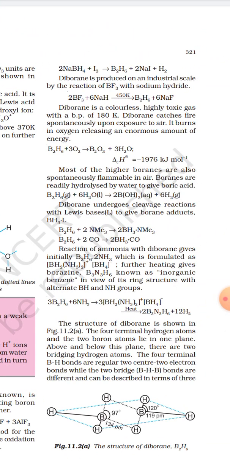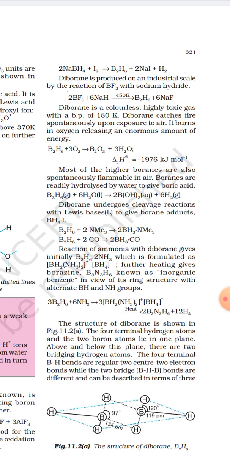Diborane is a colorless, highly toxic gas with a boiling point of 180 Kelvin. Diborane catches fire spontaneously upon exposure to air. It burns in oxygen, releasing an enormous amount of energy. Most of the higher boranes are also spontaneously flammable in air. Boranes are readily hydrolyzed by water to give boric acid.